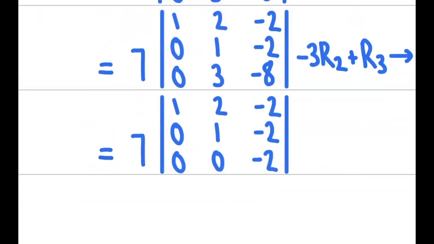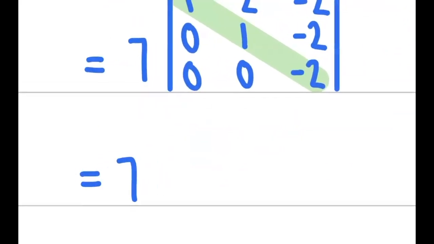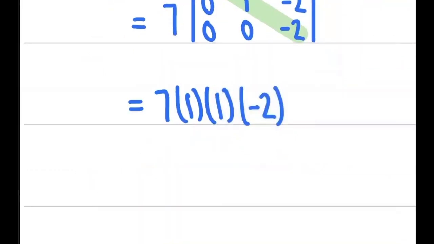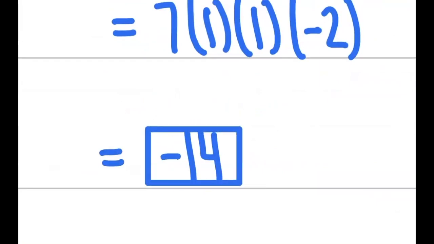And this is now the determinant of a triangular matrix, specifically an upper triangular matrix. So we just have to multiply the entries on the main diagonal. So we have 7 times 1 times 1 times -2. And that's just -14. Isn't that beautiful?